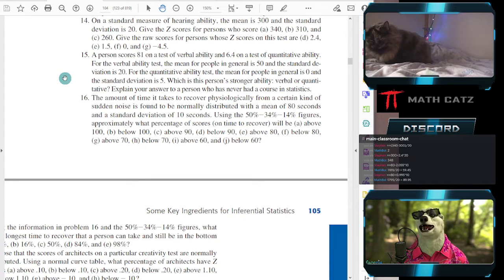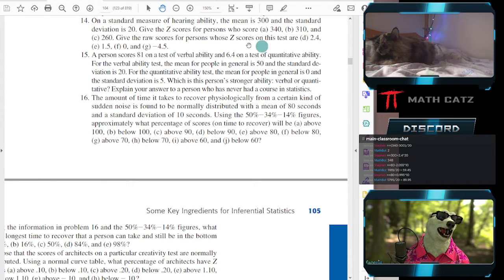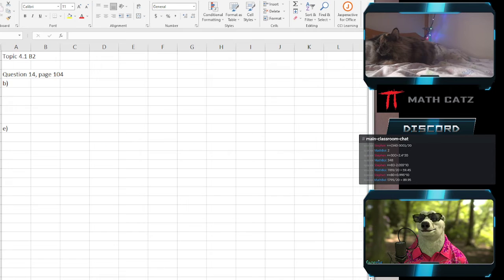On a standard measure of hearing ability, the mean is 300 and the standard deviation is 20. Give the z-scores for persons who score a variety of scores, and then also give the raw scores for persons whose z-scores on the test are as follows. Now in the previous one we did A and D. Let's just do, I guess, B and E. So first off, we're given a raw score of 310.